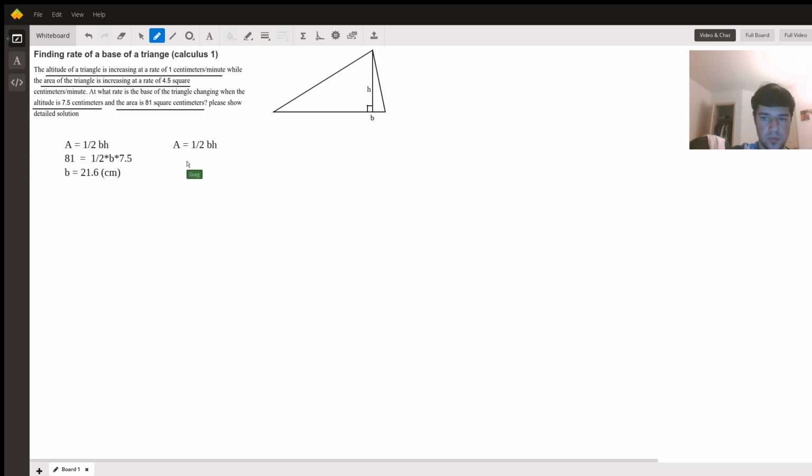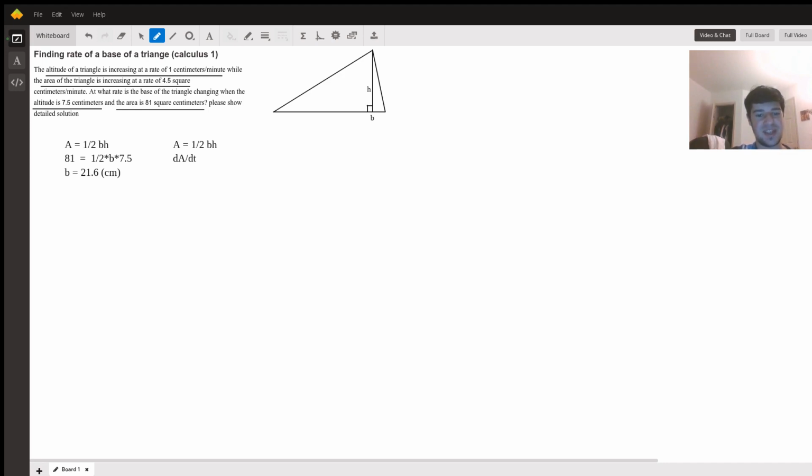So because these bad guys B and H are changing, neither of them is constant, we cannot just pull one of them out and take a derivative of the other when we're taking the derivative of the area. We're going to have to use the product rule. Let's do it. Yeah, sad things happen.